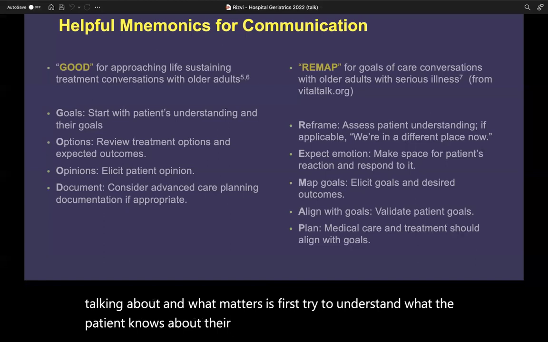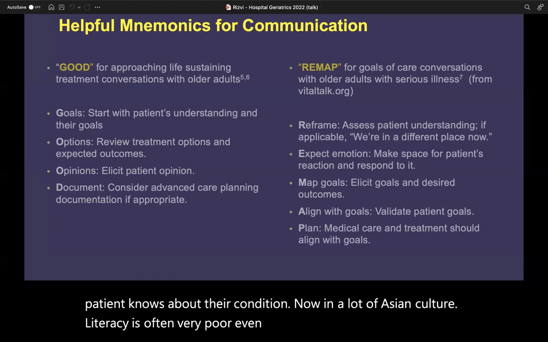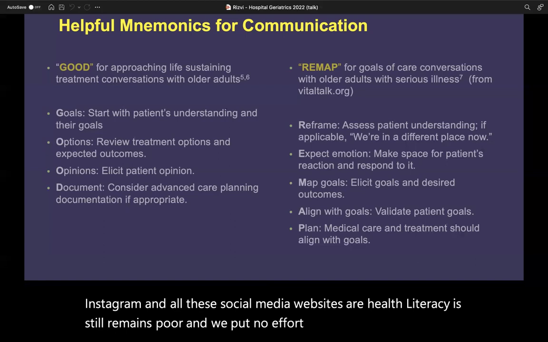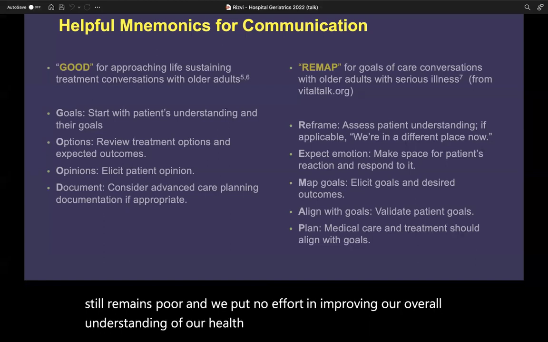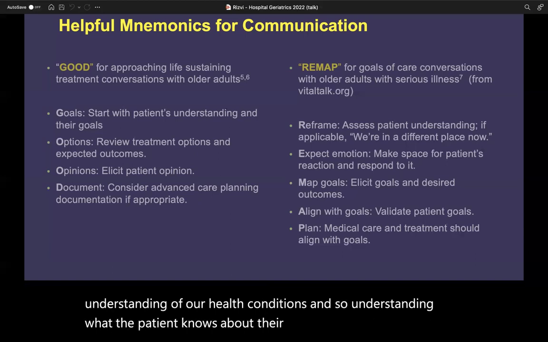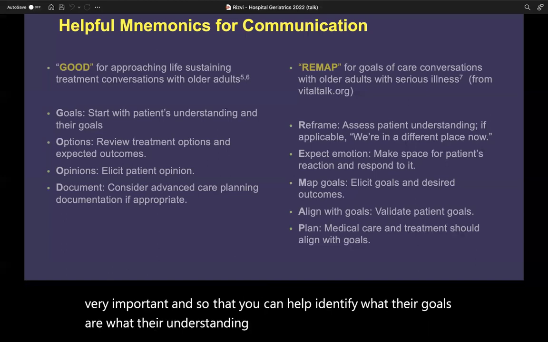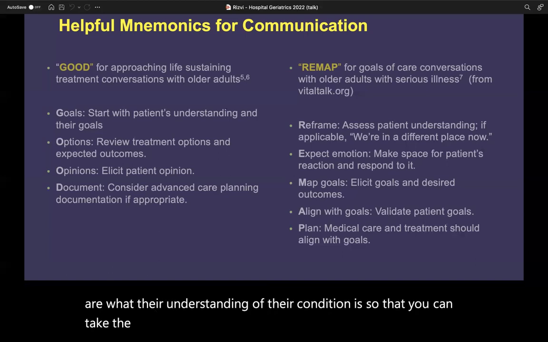Now, in a lot of Asian culture, health literacy is often very poor, even in the day and age of Google and Instagram and all these social media websites. Our health literacy still remains poor, and we put no effort in improving our overall understanding of our health conditions. And so understanding what the patient knows about their health condition, first of all, is very important, so that you can help identify what their goals are, what their understanding of their condition is, so that you can take the conversation to the next step, which is reviewing treatment options and expected outcomes.